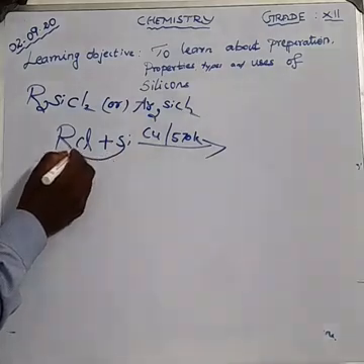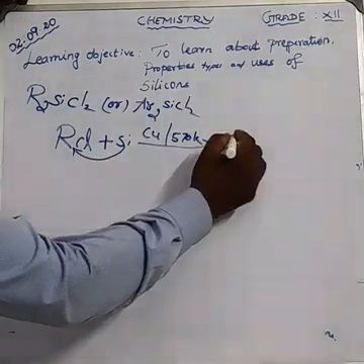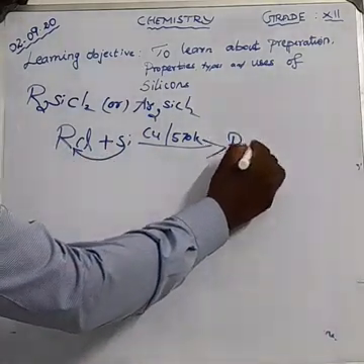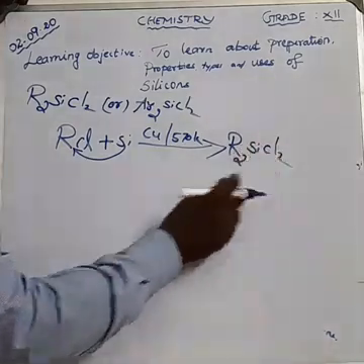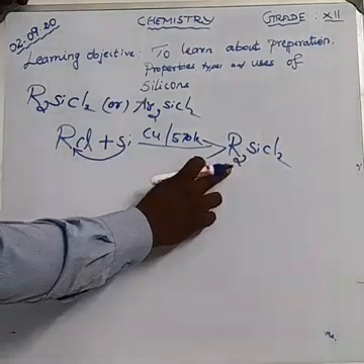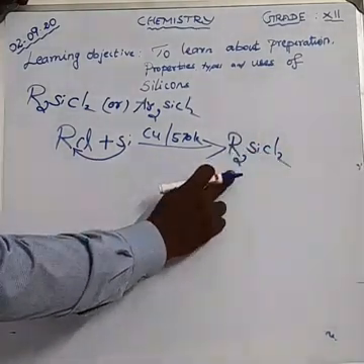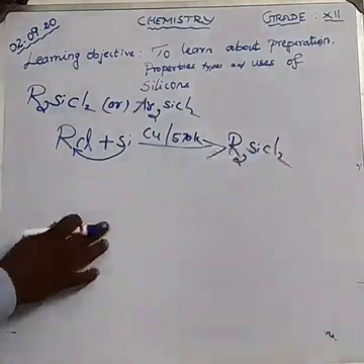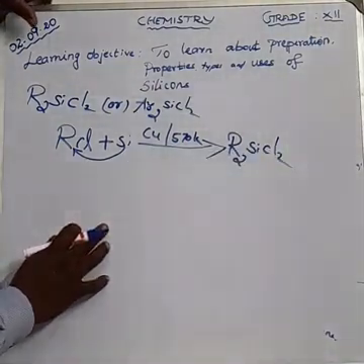The Cl will come and attach to the silicon. We get R2SiCl2, dialkyl dichlorosilane. This is the first equation. Second one.